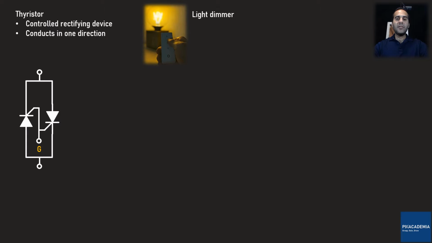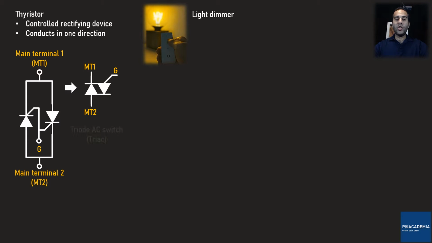In this case, it is difficult to distinguish the anode and cathode pins. Therefore, instead of calling them anode and cathode, we call them main terminal 1, MT1, and main terminal 2, MT2. This circuit model can be represented by this symbol. This new device is called triode AC switch or triac. Another way to make a triac is to structure semiconductor layers properly.